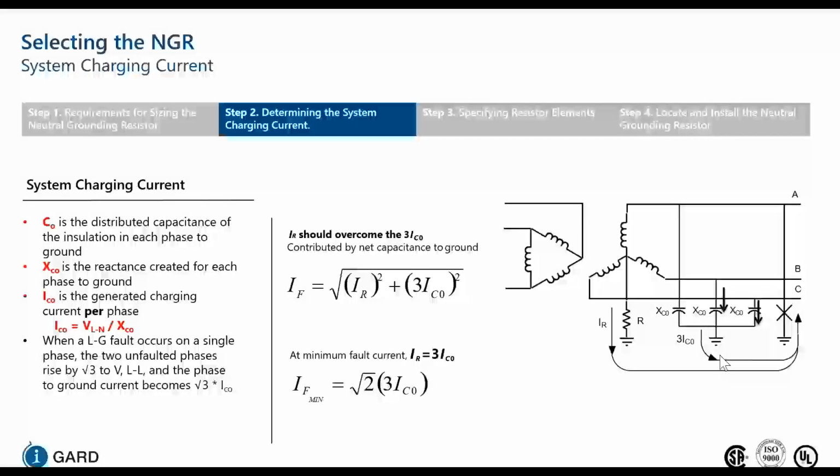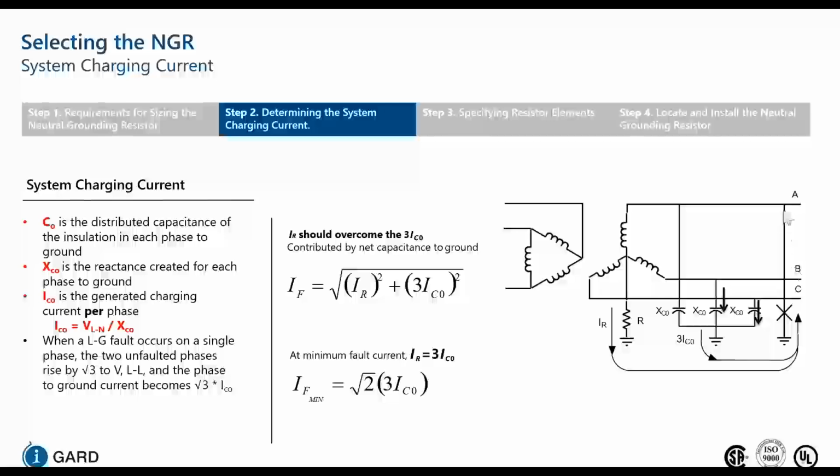So we talked about the system charging current. The system charging current is exactly that. If you have a fault on A phase, the current is going to flow through the capacitance of B phase and C phase.